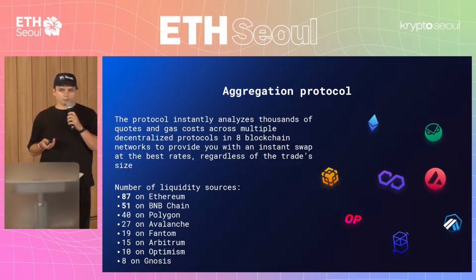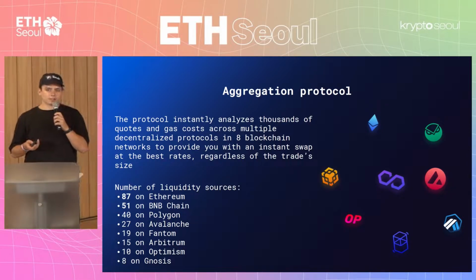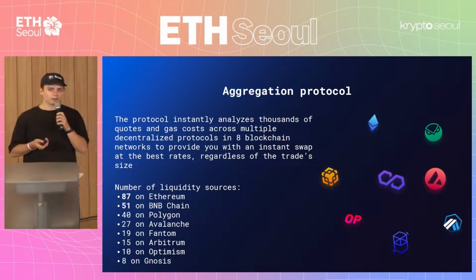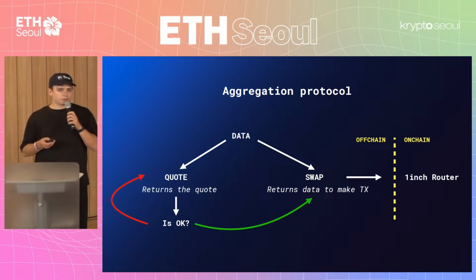So basically, the best way to swap is always to aggregate multiple DEXs. And we do all of this in the same transaction, so you have the same user experience as swapping just on Uniswap. The main idea of aggregation protocol is that you have multiple parties here.